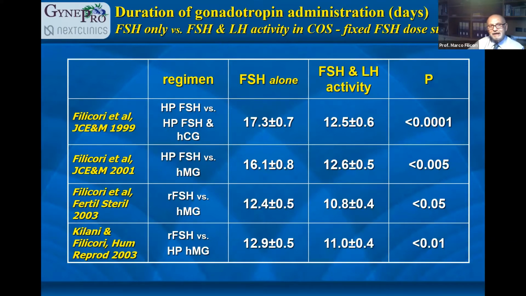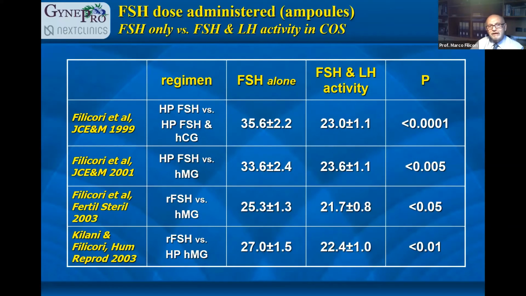So when you do that, and regimens were extremely heterogeneous, including recombinant FSH, highly purified FSH, HMG, highly purified HMG, we always had the same effect, that the duration of treatment was significantly reduced. And also, when we looked at the FSH dose that we used, we were also able to reduce the amount of FSH needed to achieve the same levels of folliculogenesis. So LH activity is very efficient in improving the outcome of your treatment.